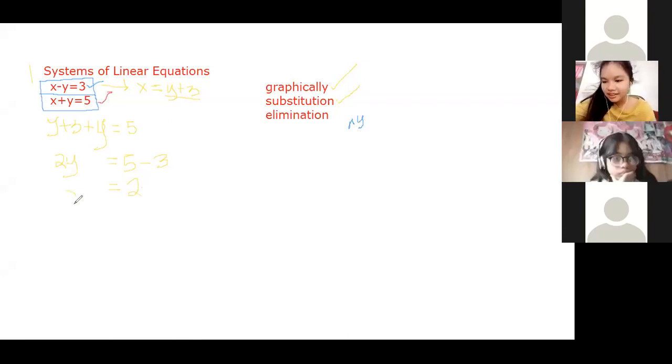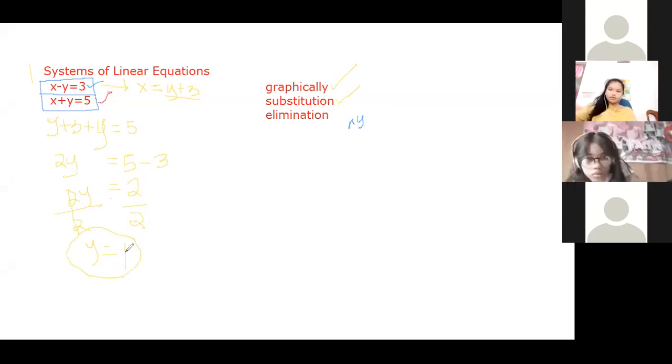Alright? And then 2y divide by 2, divide by 2, cancel 2, therefore y is equal to 1.0. Is equal to 1. Kasi nga 2 divided by 2 is 1. Alright? So we have now the value for our y.